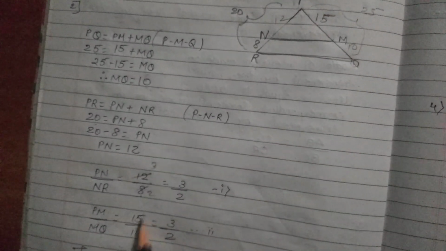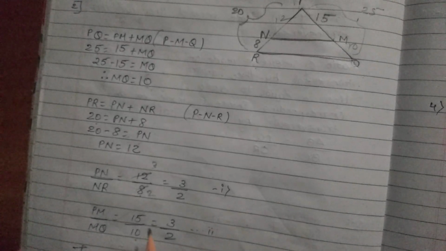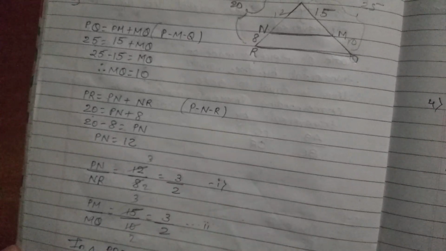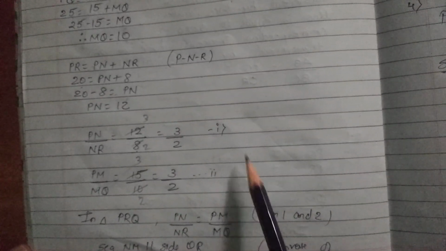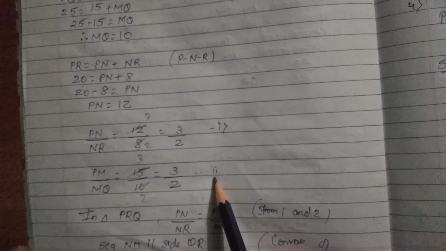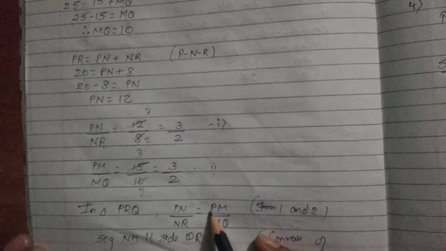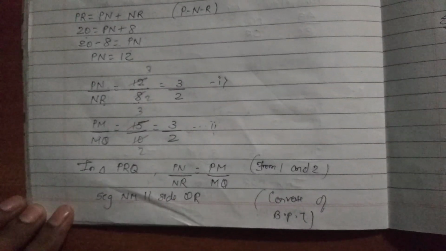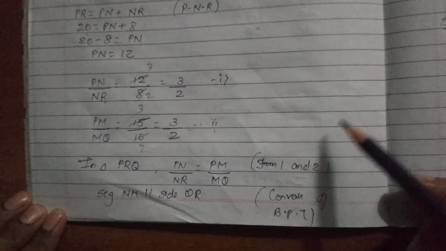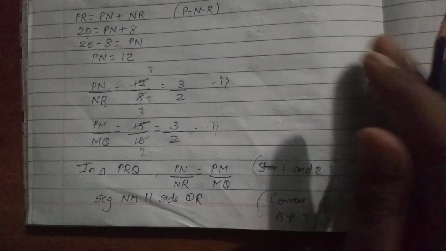Over here also, PM upon MQ. PM is 15 and MQ is 10. 5 3s are 15, 5 2s are 10. So when you compare statement number 1 and statement number 2, they are equal. So we can say that in triangle PQR, PN upon NR equals PM upon MQ from 1 and 2. So we can say that line MN is parallel to side QR by converse of BPT.